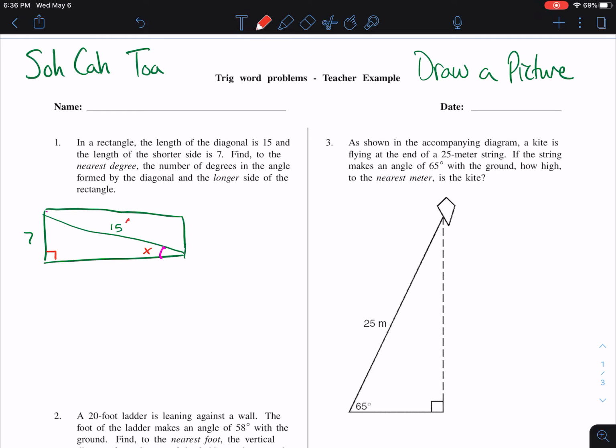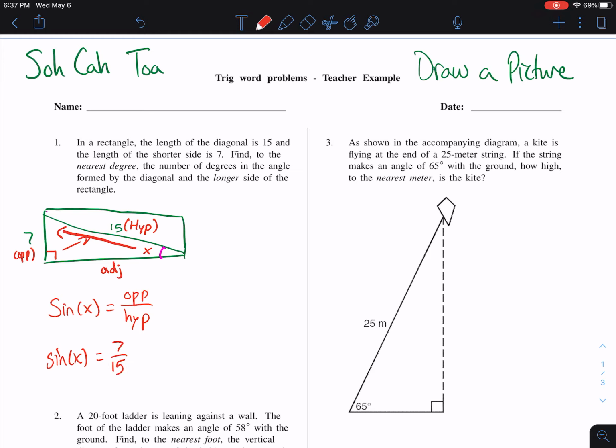So I have my 15. That happens to be the hypotenuse because it is across from the 90-degree angle. And then the 7 is opposite the angle I have in general, so that's going to be my opposite side. I don't know anything about my adjacent side. So since we're talking about opposite and hypotenuse, I'm going to be using the sine of x is equal to the opposite over the hypotenuse. And so when I plug in, I will get the sine of x is equal to 7 over 15.